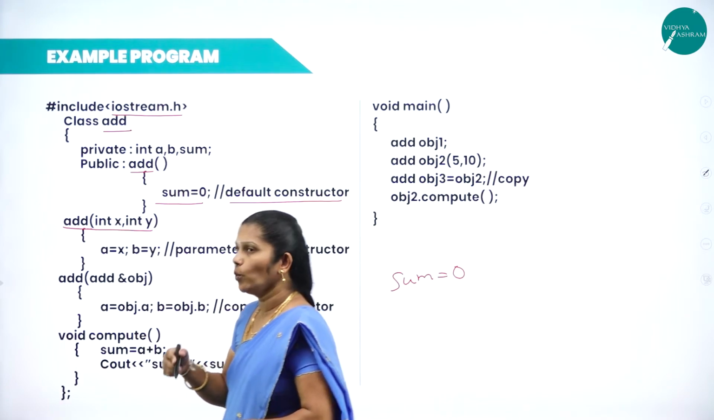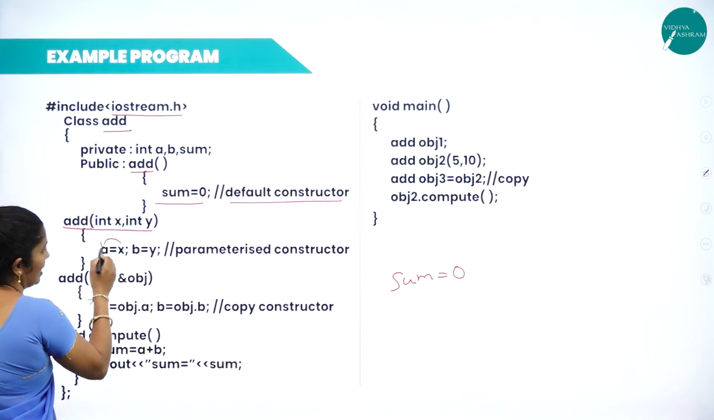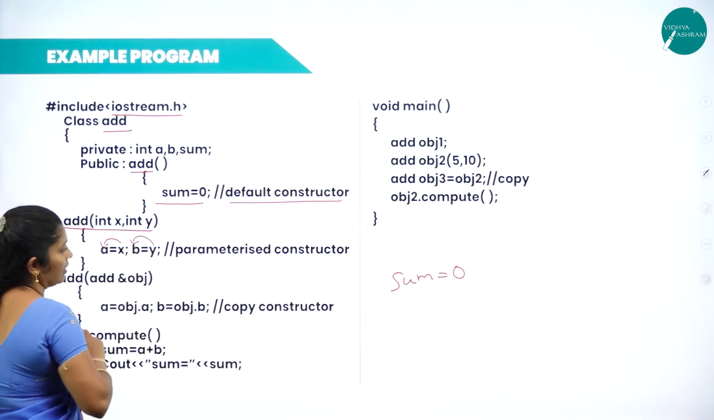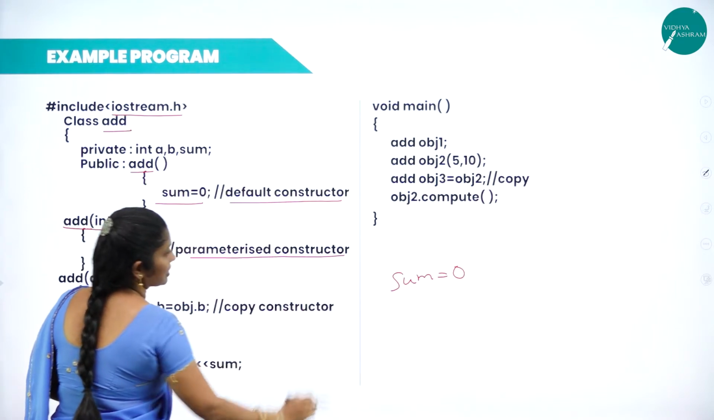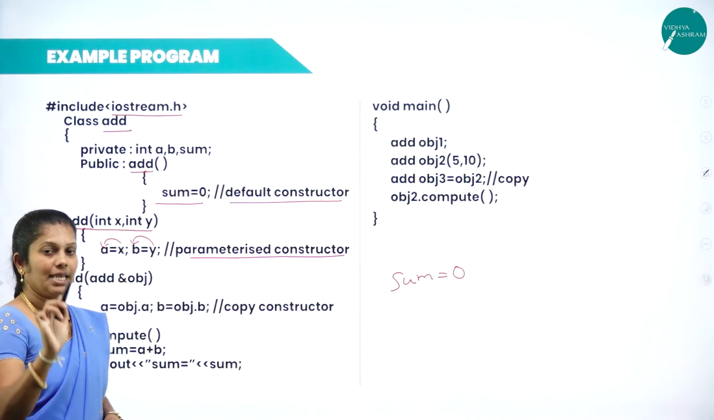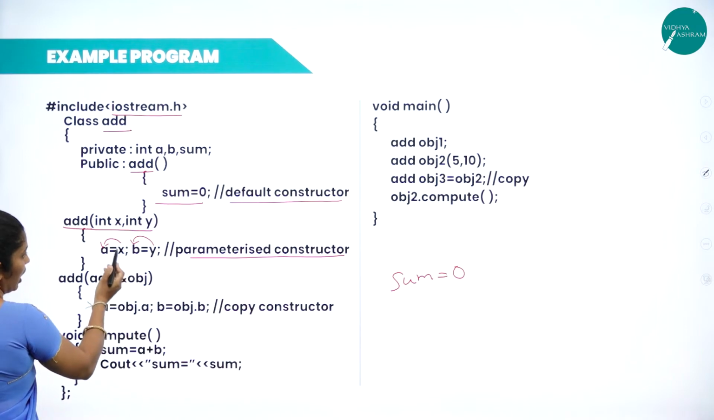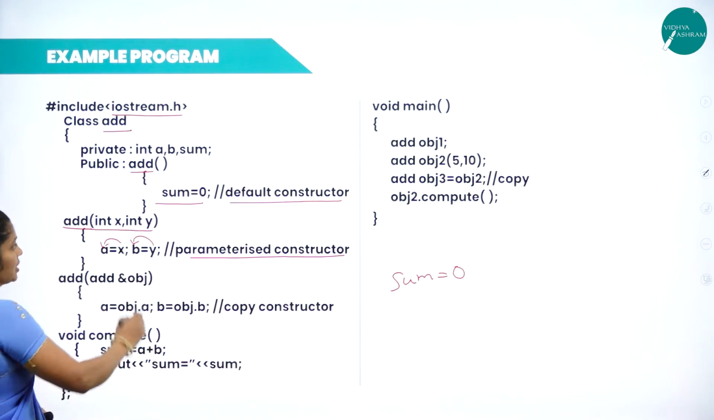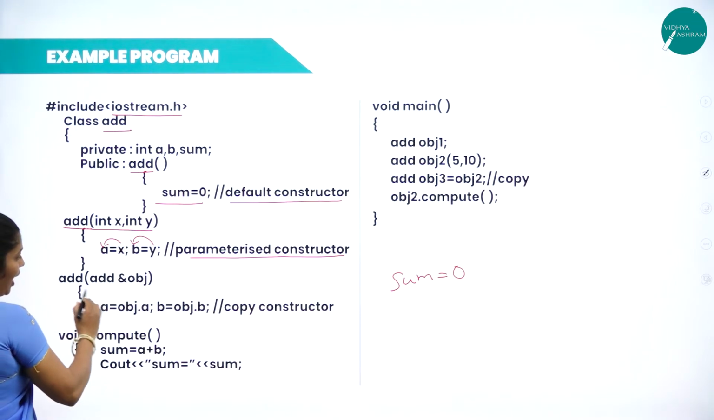Here in this, we are initializing, that is, the x value will move to a, and the y value will move to b. This is nothing but the parameterized constructor. By using a single-line comment, write that down, because in the same program we are combining all three concepts. That is, the x value will move to a and the y value we are moving to b. This is the parameterized constructor.